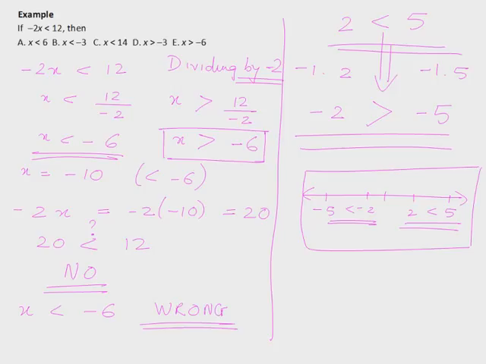And there's a reason for it. We do not mug up this concept. The reason is explained here. If 2 is less than 5, then minus 2 is greater than minus 5. So the correct answer was E, x greater than minus 6. Easiest way is to check. Take a value of x greater than minus 6, plug it in, and see that you get less than 12.